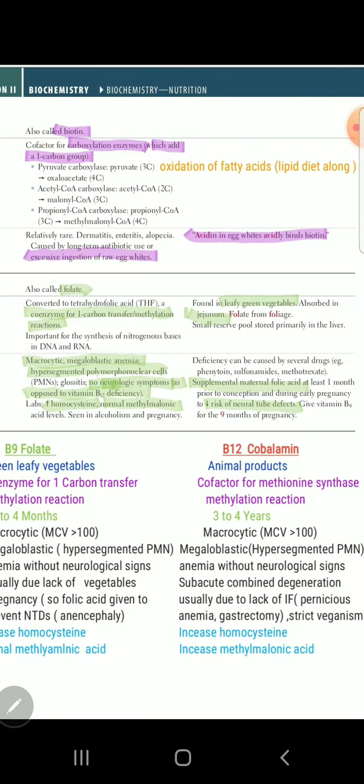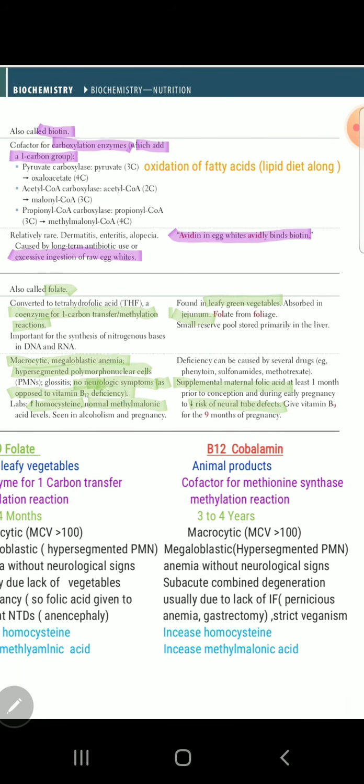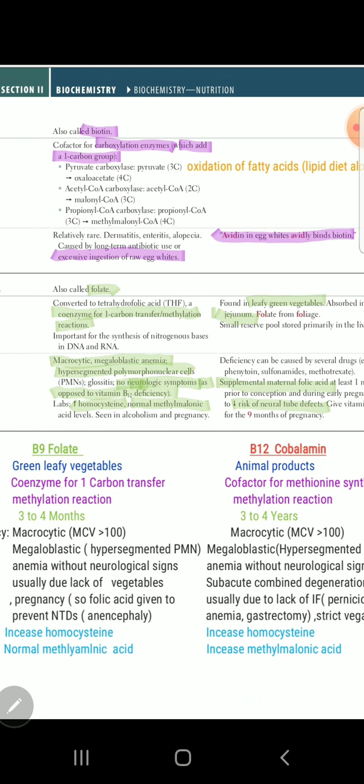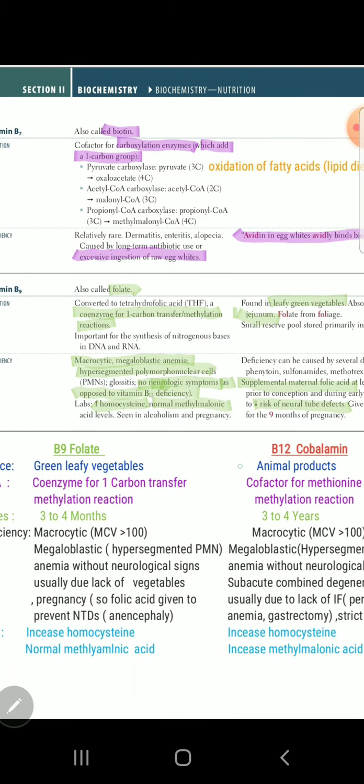Storage duration: B9 is 3 to 4 months, and B12 is 3 to 4 years. It is important because of case scenarios in which there are just a few months of issues, then it is more likely B9 deficiency than B12, and if there is megaloblastic anemia, it is a shared symptom for both. So DNA synthesis is impaired.